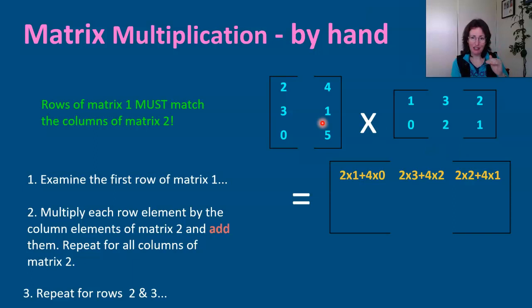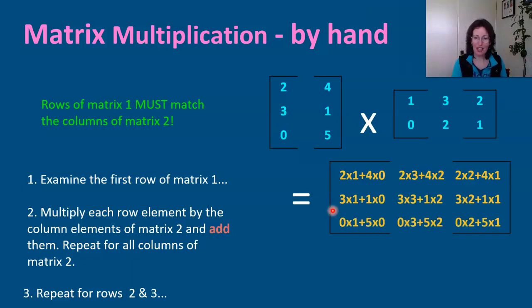So we've moved down a row. So we're using this 3 and the 1 now, and multiplying it by each of the columns. And you can see what we get here. A 3 multiplied by 1, and then this 1 in the second row multiplied by the 0. So we've gone across the row, down a column.